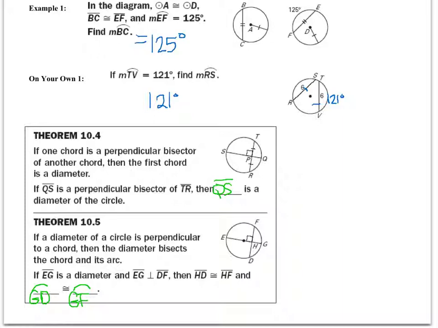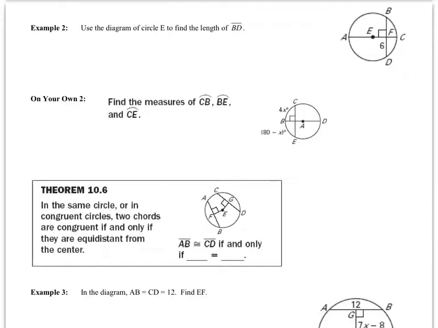Let's look at the next page. So example 2, we're going to use those two pieces that we just learned. It says use the diagram of circle E to find the length of segment BD.